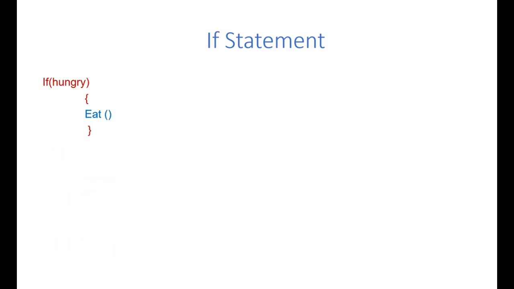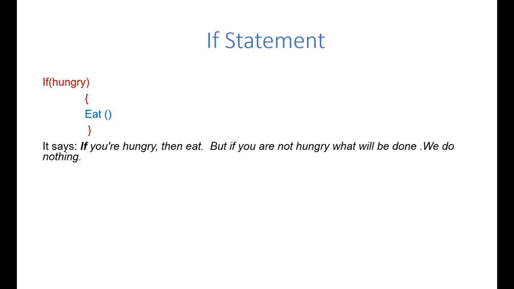So the if statement is written in Java using the if keyword followed by brackets, inside which we put a condition, which may be a boolean or a conditional expression, then curly brackets, and we can write some statements over there. So if you are hungry, then you will eat. And if you are not hungry, what will be done? We will do nothing here.